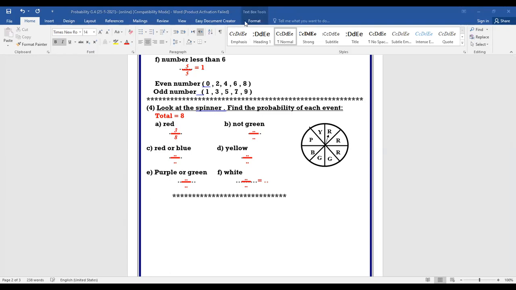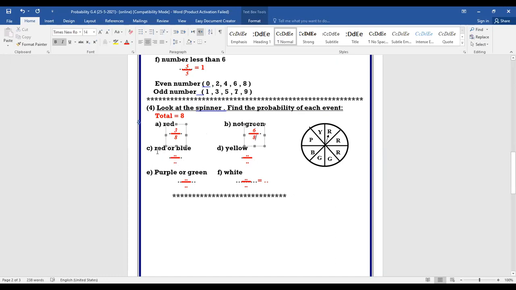Not green. Reem? We have 6 parts here that are not green: 1, 2, 3, 4, 5, 6. It will be 6 out of the total number 8.